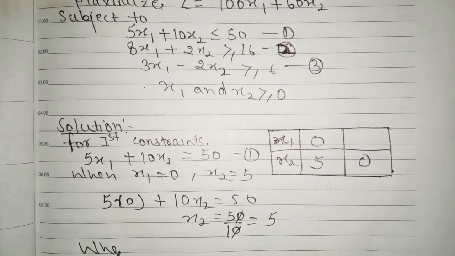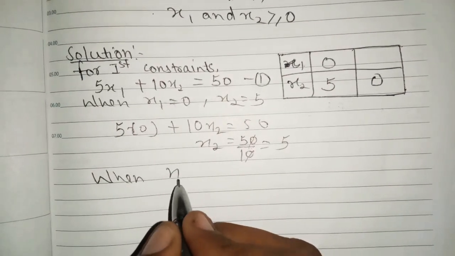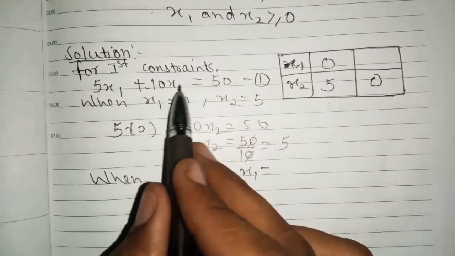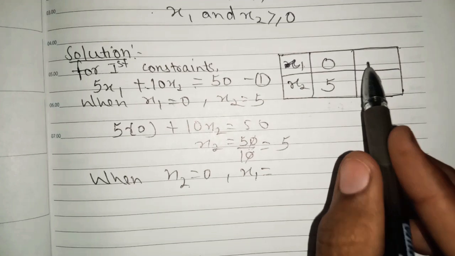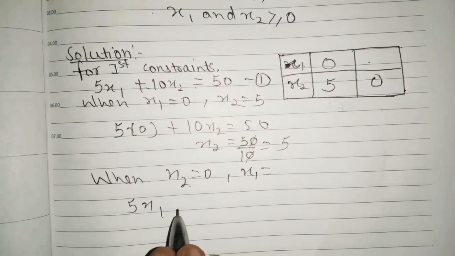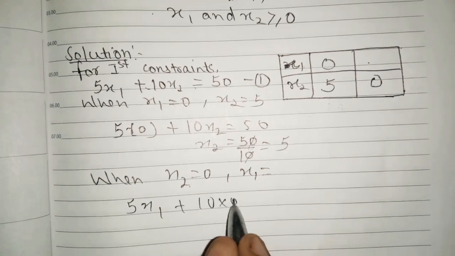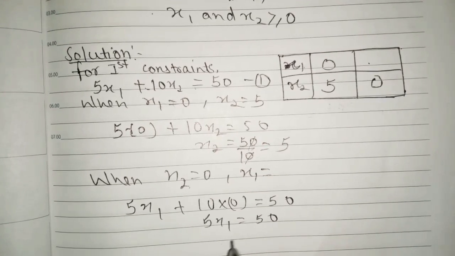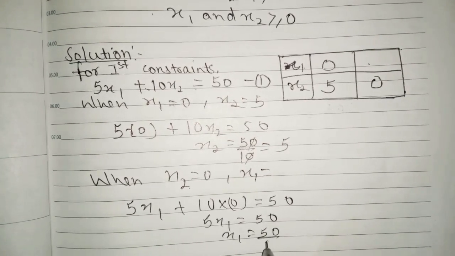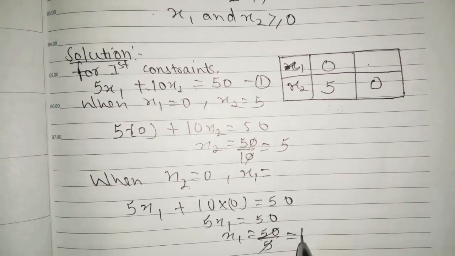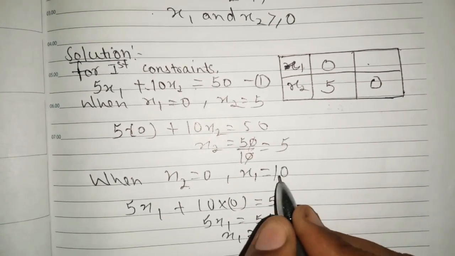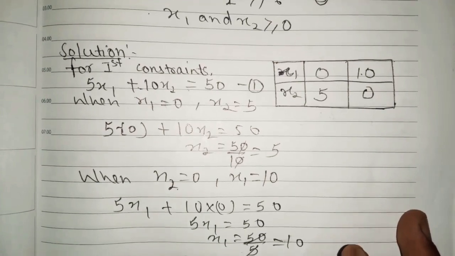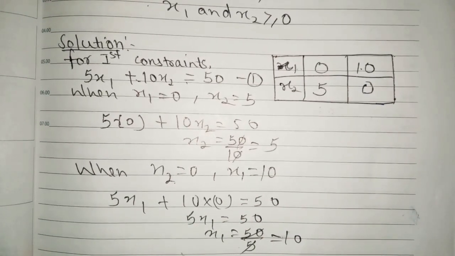In the first constraint, when x2 value is 0, what is the value of x1? Put the x2 value in the equation and find the value of x1. So 5x1 plus 10 times 0 is equal to 50. So 5x1 is equal to 50, x1 is equal to 50 upon 5, which is equal to 10. So x1 value is equal to 10. These are our values of x1 and x2 for the first constraint.